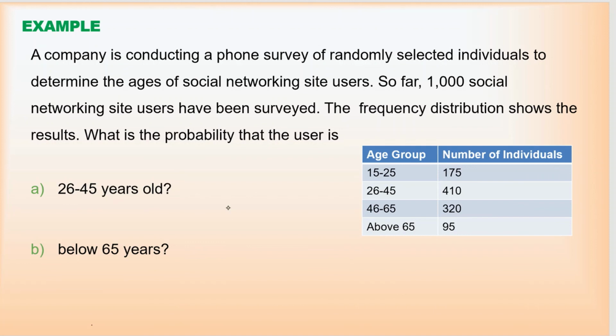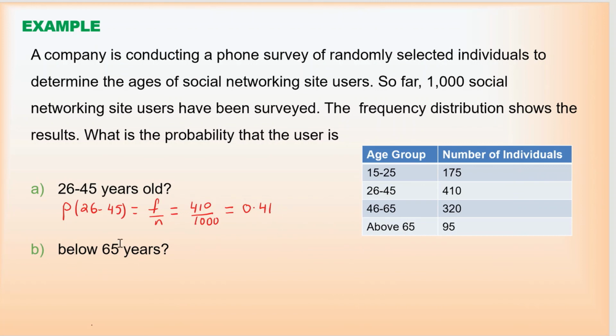The probability that the user is in this age group, 26 through 45, is equal to f divided by n. The frequency for this class, 26 through 45, is 410, divided by 1000. When you divide that, this is equal to 0.41. So the probability that the user is in this age group is 0.41.